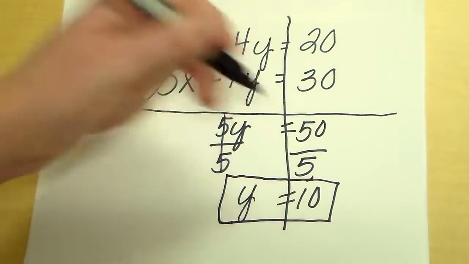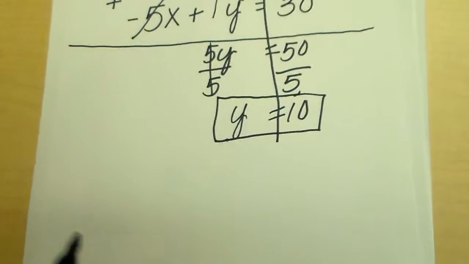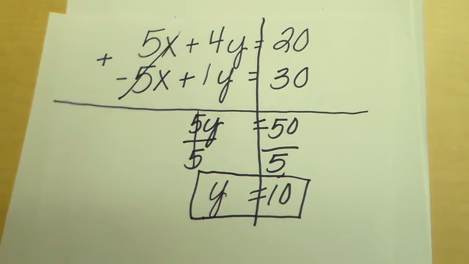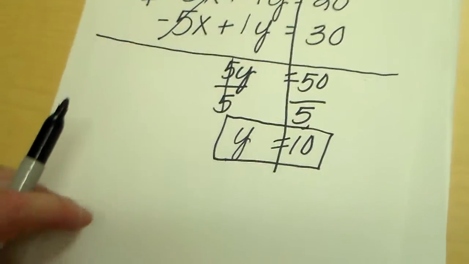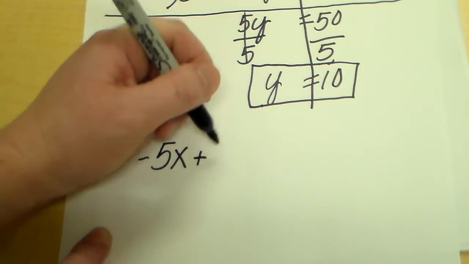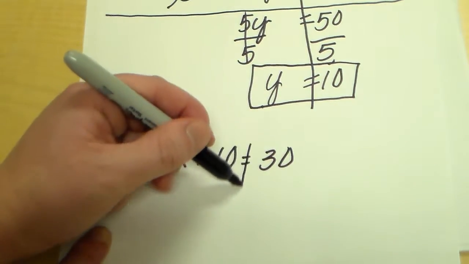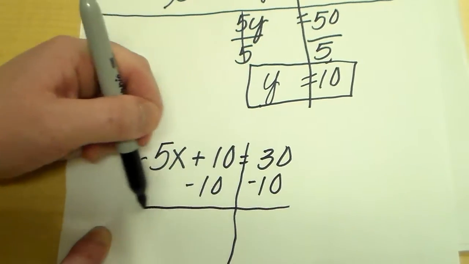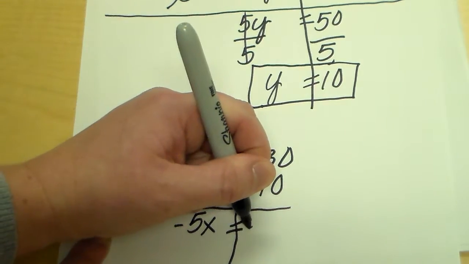That part's done. Step 4 tells me to solve for the remaining variable, so that means I have to plug y equals 10 into one of my equations. Again, it really doesn't matter which one you choose. I'm just going to pick this one since it's already 1y, so I'm just plugging 10 in. So I have negative 5x plus 1y, which is 10, equals 30. Subtract 10 on both sides. And I'm left with negative 5x equals 20.